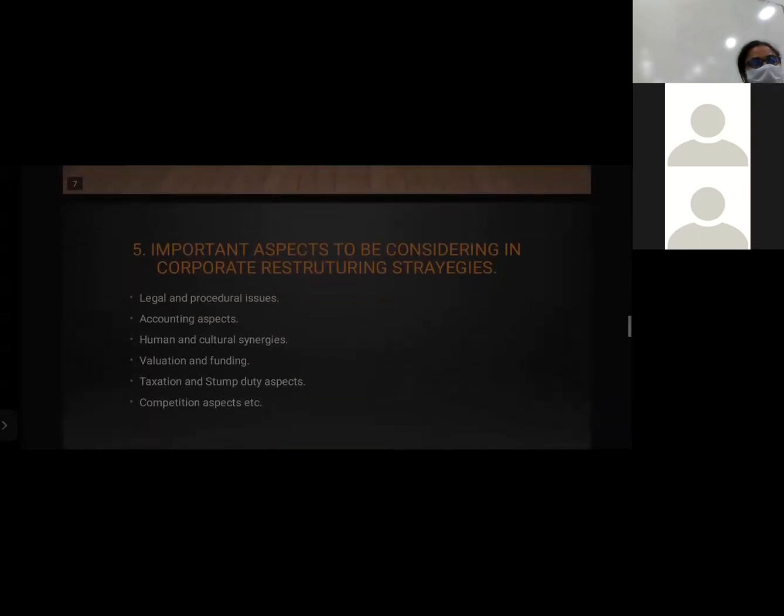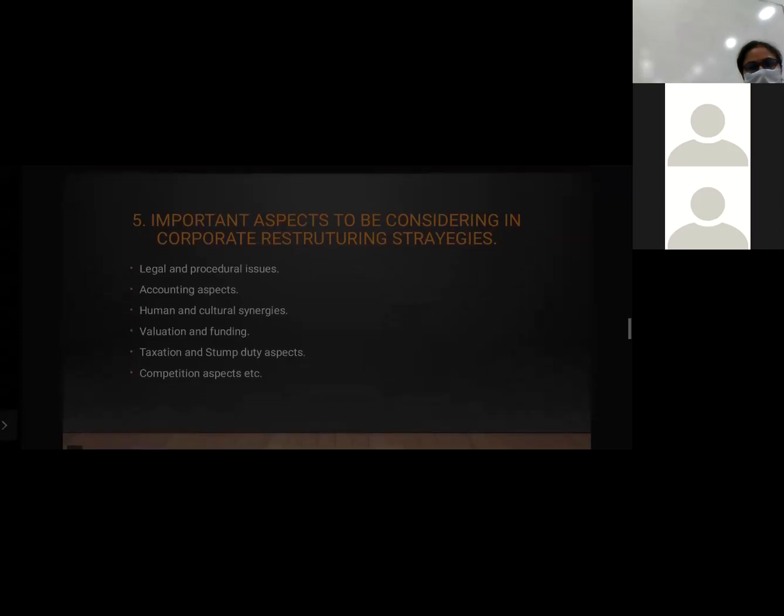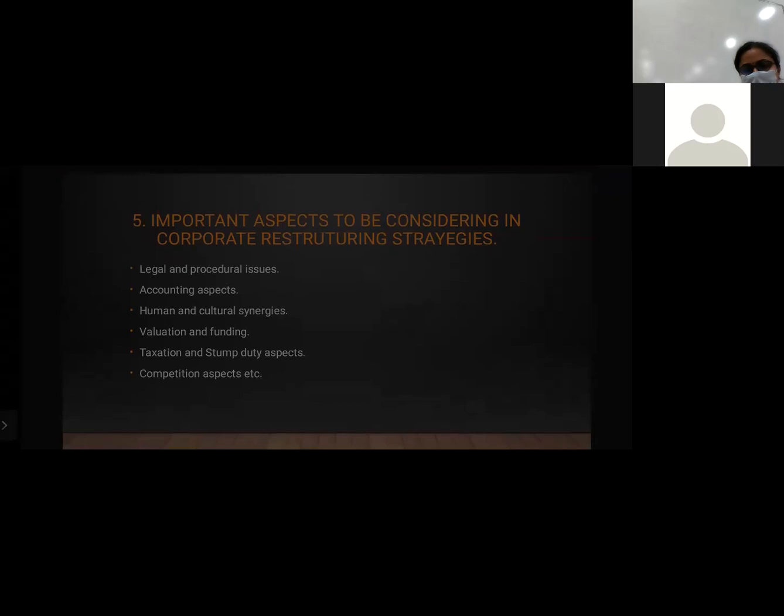My second part is important aspects to be considered in corporate restructuring strategies. First is legal procedure. Legal procedure means the law prescription to enforce rights of proceeding, reduce wrongs, companies' rules and regulations pertaining to evidence, execution and judgments.